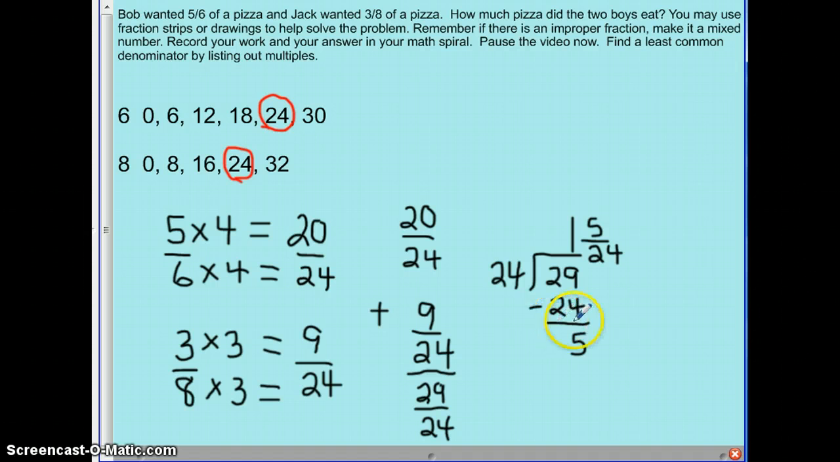1 times 24 is 24. I subtract, I get 5. 5 now is my numerator. So my remainder becomes my numerator, and my divisor turns back into my denominator. And that's how it's done. Write this down if you don't have it in your math spiral yet. Pause the video if you need to.